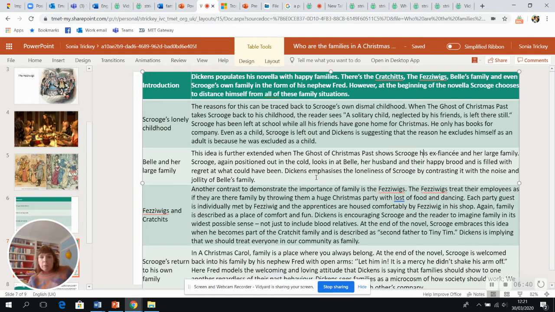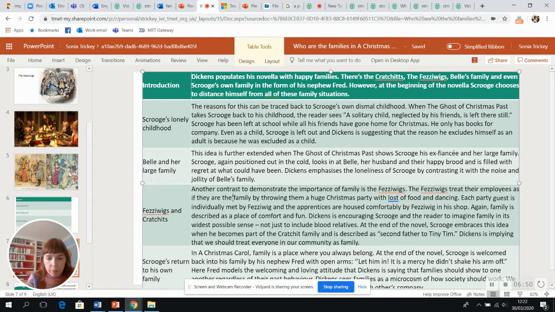Another contrast to demonstrate the importance of family is the Fezziwigs. The Fezziwigs treat their employees as if they are their family. Oh, I've used the wrong word there. Terrible. By throwing them a huge Christmas party with lots of food and dancing. I really ought to have proofread this better. I haven't got you to correct me.